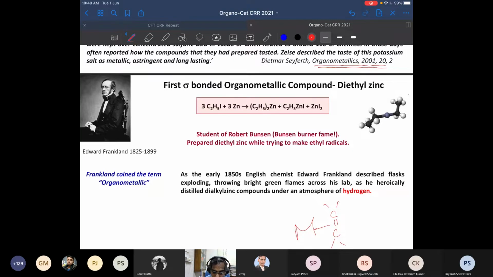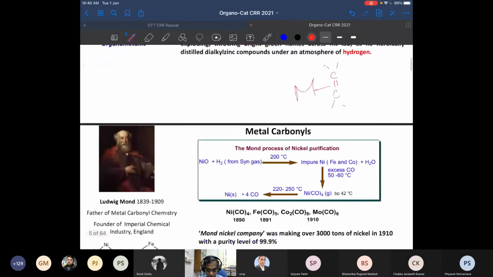Now it comes here: C2H5I and zinc, what we call zinc diethyl. Zinc diethyl is an organometallic compound made by a student of Robert Bunsen. You should know who Bunsen is, right?